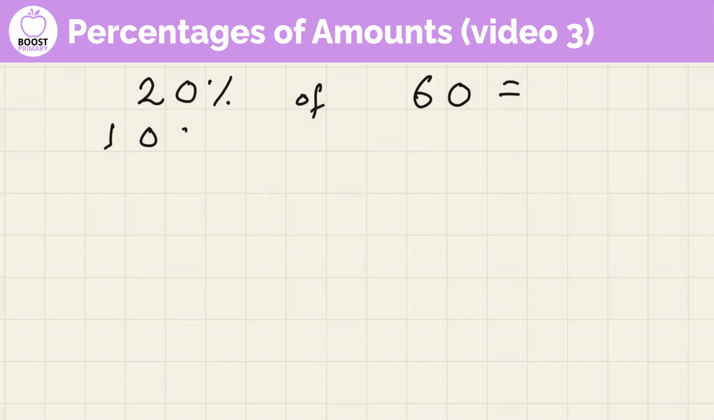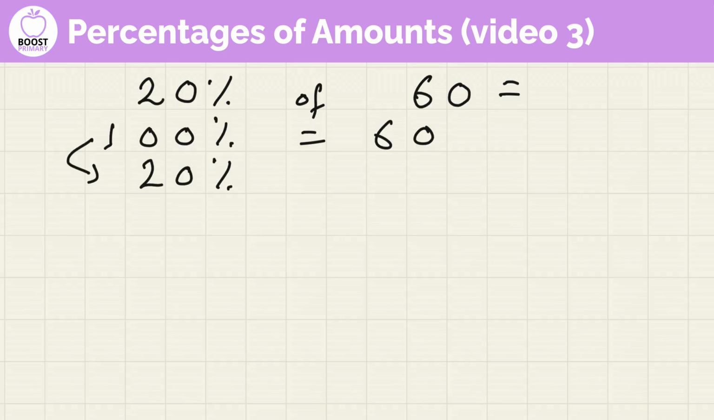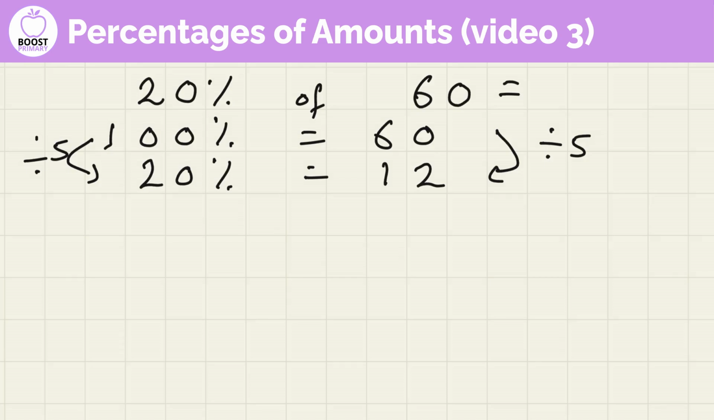We know that 100% of a number is 60. So we can scale this down to 20% by dividing by 5. 60 divided by 5 is 12. So 20% of 60 is 12.